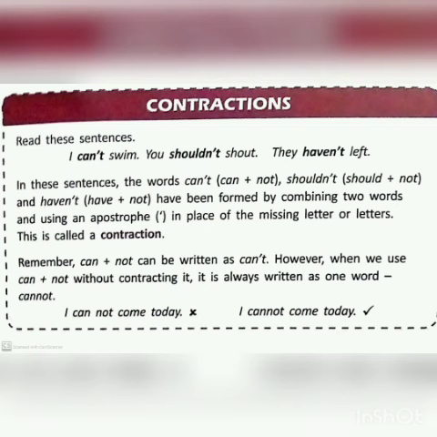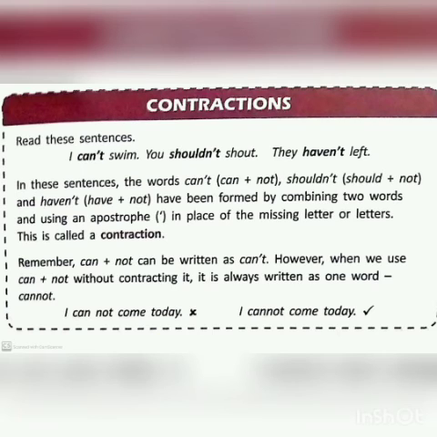Contractions. Read these sentences. I can't swim. You shouldn't shout. They haven't left. In these sentences, the words can't, that is can plus not, shouldn't, that is should plus not, and haven't, that is have plus not, have been formed by combining two words and using an apostrophe in place of the missing letter or letters. This is called contraction.